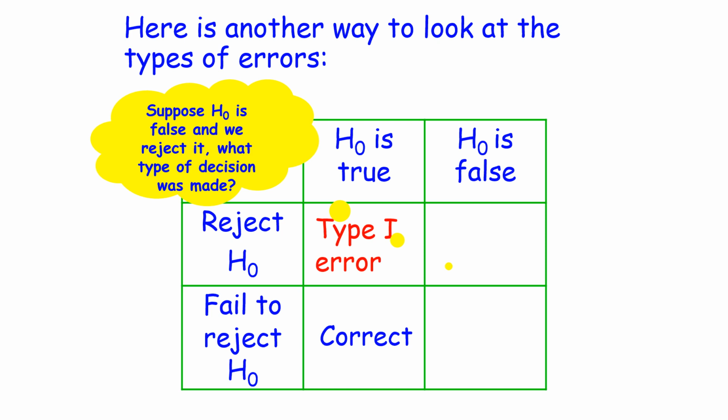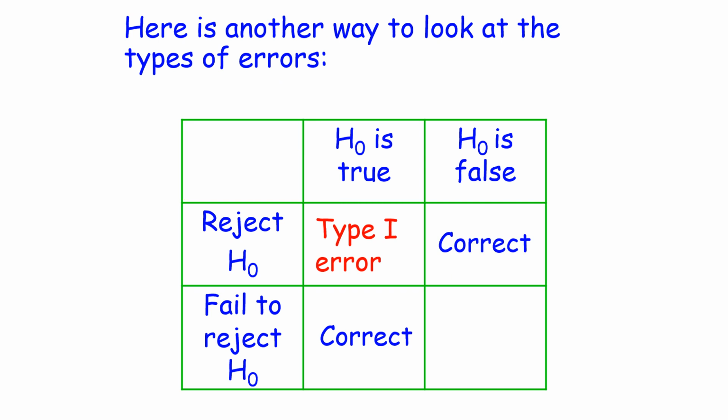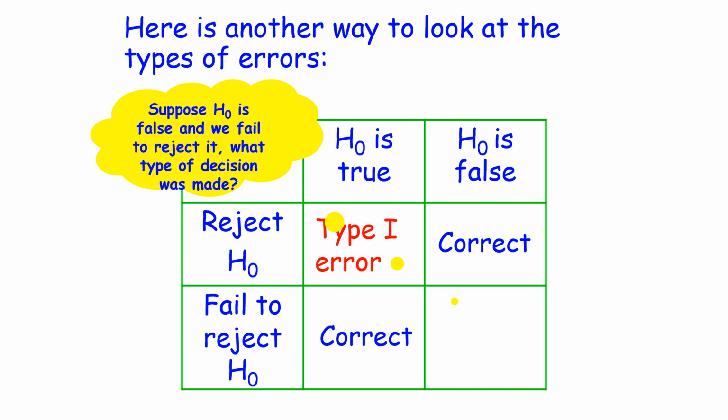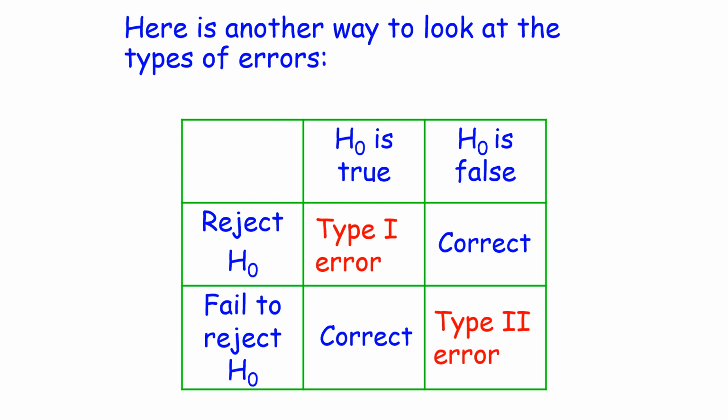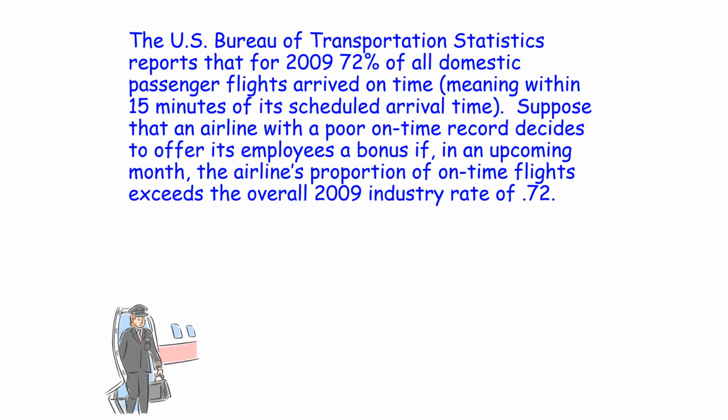So suppose that your null hypothesis is false and we reject it. What type of decision was made? A correct decision was made. And suppose that your null hypothesis is false and we fail to reject it. What type of decision was made? This is a type 2 error. Let's look at some examples.